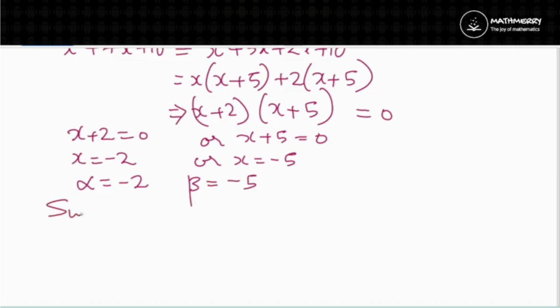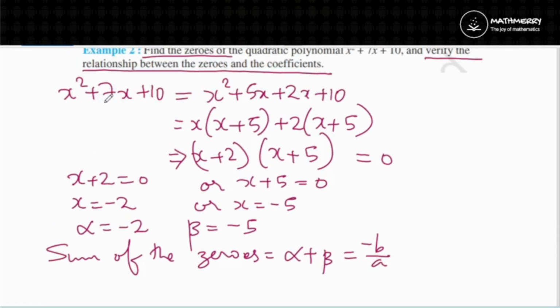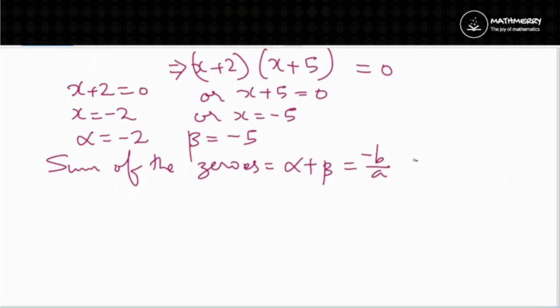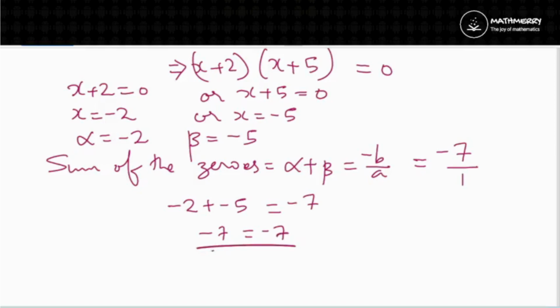First of all, the sum of the zeros is equal to alpha plus beta, which we know is minus b by a. Here minus b is minus 7 and a is 1, so we get minus 7 by 1. Here we got minus 2 plus minus 5, so that also gives minus 7. So that's verified.